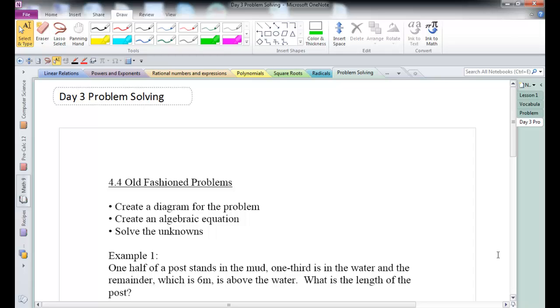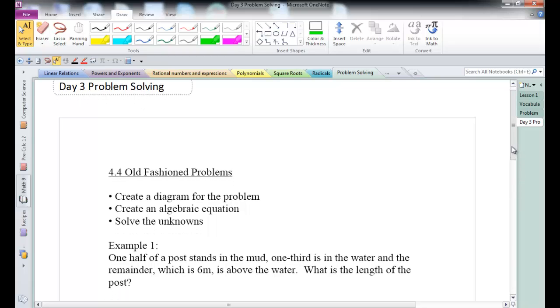Welcome to day 3 of our problem solving unit. We're going to work on word problems we call old-fashioned problems because they're the type you'd find in a textbook when I was a kid. The key to these problems is sketching a diagram to help determine the relationships, then use the diagram to write up an equation and solve the equation. Let's start with example 1 here. Pause the video and see what you can do, and then you can watch my solution.